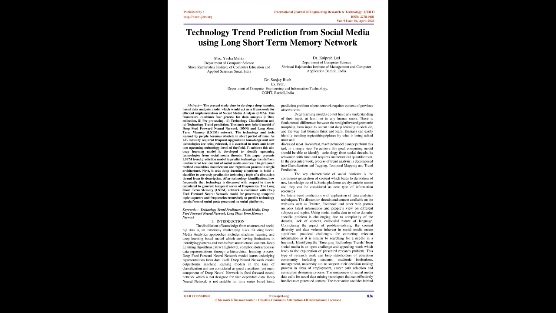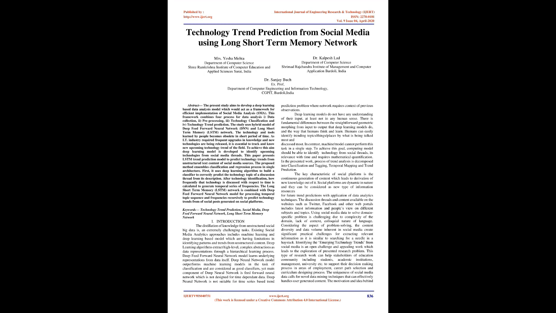The proposed method ensembles classification and regression processes in a single architecture. First, it uses a deep learning algorithm to build a classifier to correctly predict the technology topic of a discussion thread from its description. After technology identification, how frequently that technology is discussed with respect to time is calculated to generate a temporal series of frequencies. The long short-term memory, LSTM, network is combined with a deep feed-forward neural network model for processing temporal topic sequence and frequencies recursively to predict technology trends from social posts generated on social platforms.